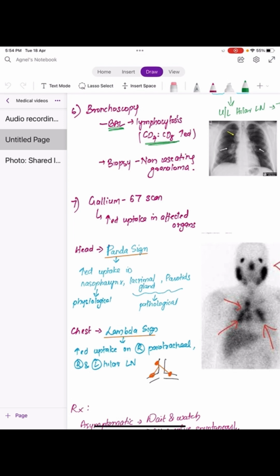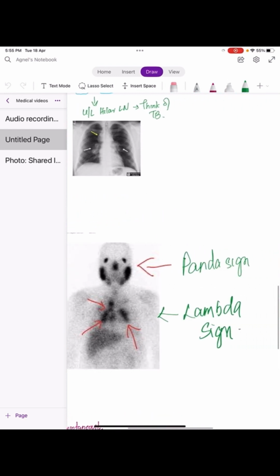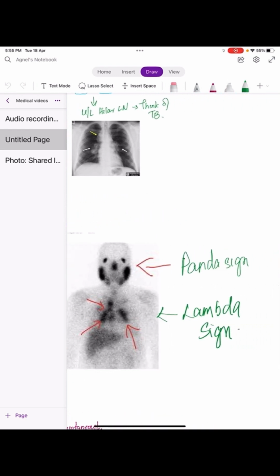Then the scan of the chest shows the lambda sign. That is, there is increased uptake of gallium in right paratracheal and right and left hilar lymph nodes. This is the panda sign. That is the lambda sign.